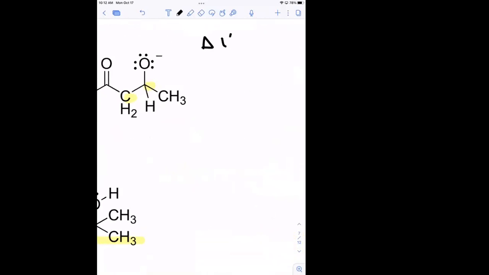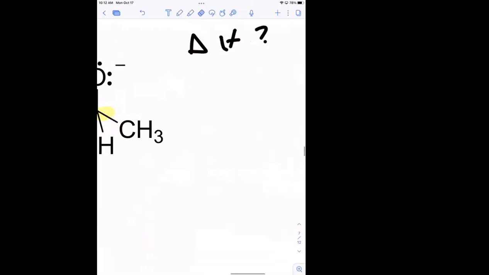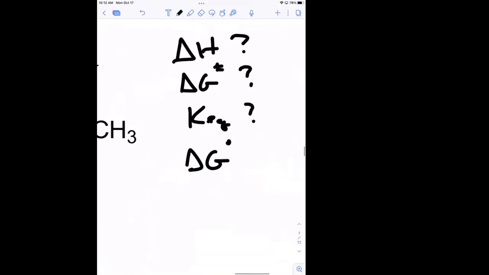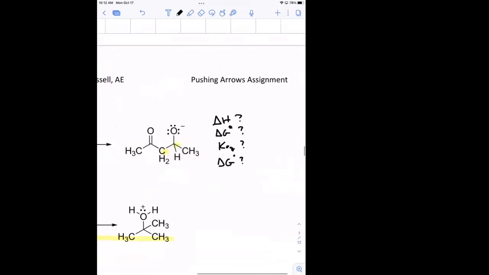All right, now let's go through and do the thermodynamic part. So what is delta H? What is activation energy? What is KEQ? What is delta G naught, which is the Gibbs free energy? The hardest part is calculating delta H. That's going to give us the data to extrapolate all the other values from. So how do we calculate that? What are we looking for?